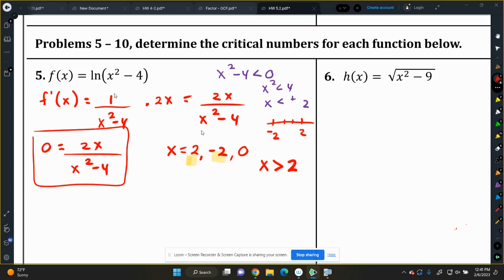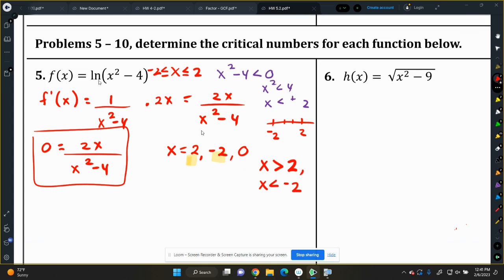Okay. How about -3? Does that work? Yeah. Okay, so what's not working? 2, -2, and anything between 2 and -2. Those are the things that do not work. So that means, what's my domain? My domain has to be greater than 2 or less than -2.